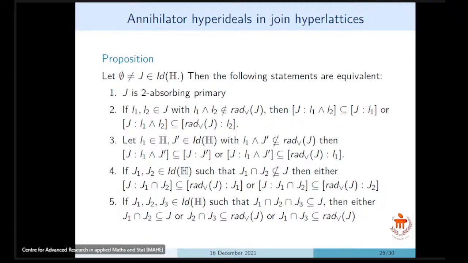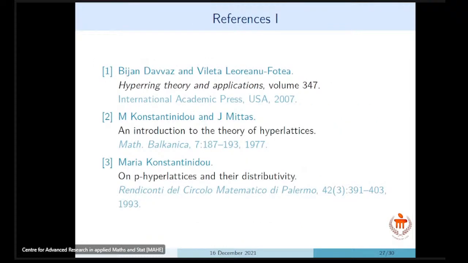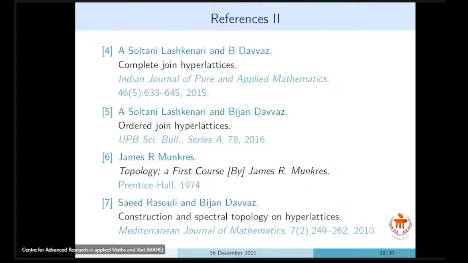And the fifth condition is that if J1, J2, J3 are ideals of H such that the intersection J1 J2 J3 is in J, then J1 intersection J2 is in J, or J2 intersection J3 is in the radical of J, or J1 intersection J3 is in the radical of J. So this is somewhat similar to the two-absorbing primary condition in terms of radicals, now stated in terms of ideals. So these are some references.